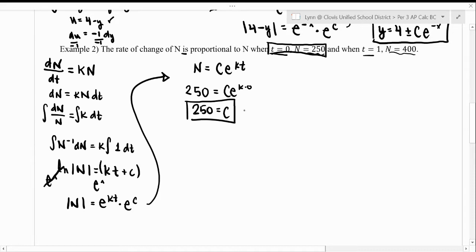So now I'm going to just start that same process over again. So I have n is equal to c, which is 250, and then e to the kt. But now I'm going to use this bit of information to help me solve for k. So now I'm going to replace n with the 400 and t with the 1.